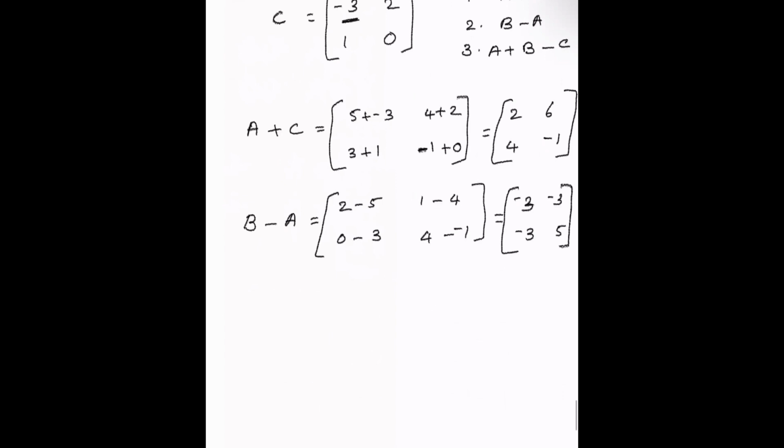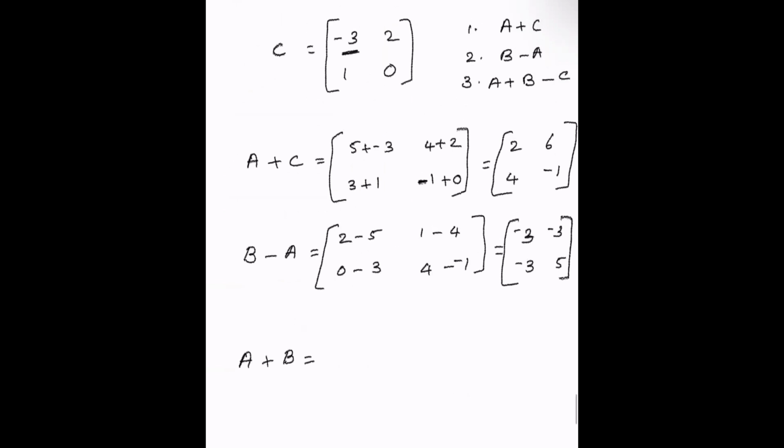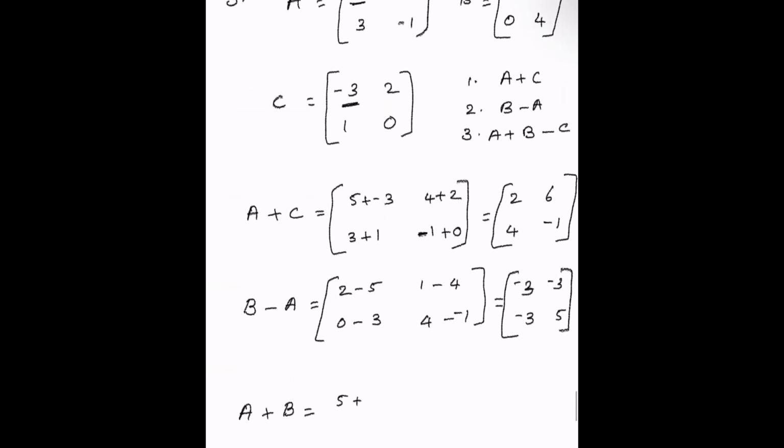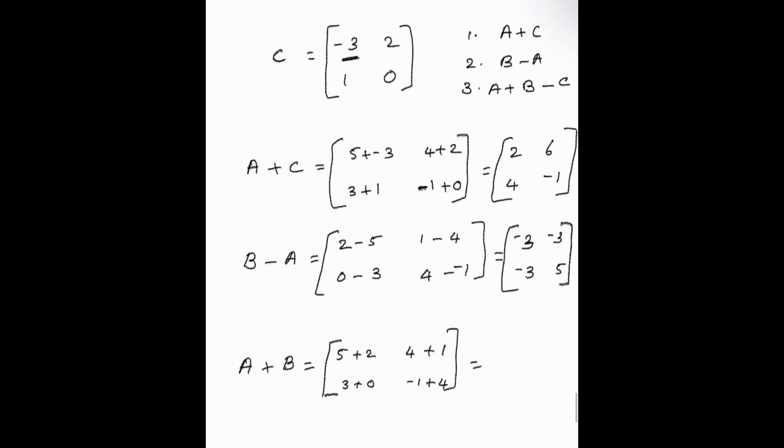Next is A plus B minus C. When A plus B minus C is asked, don't write everything in one go, okay? So just split this as first you find out A plus B, and then from A plus B, you go and subtract C. Don't do A plus B minus C in one go. Understood? Do it as a two-step process. So what is A plus B? 5 plus 2, 4 plus 1, 3 plus 0, minus 1 plus 4. So this is your A plus B. So this is 7, 5, 3, 3.